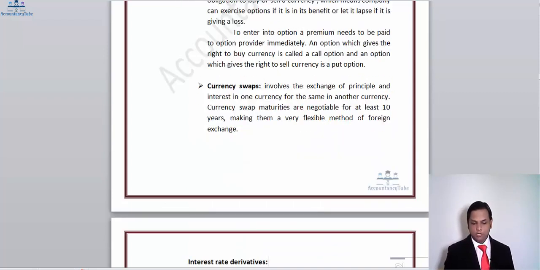The difference, you need to be familiar with the difference for computational purposes. However, at the F9 or FM standard, the examiner does not require you to compute futures or options. However, they are important from an OT perspective.